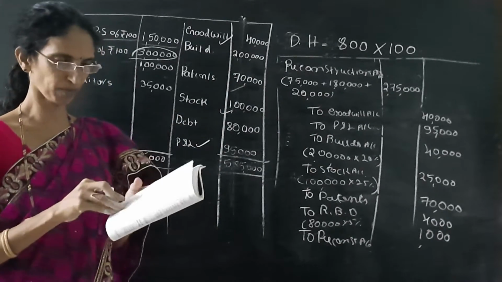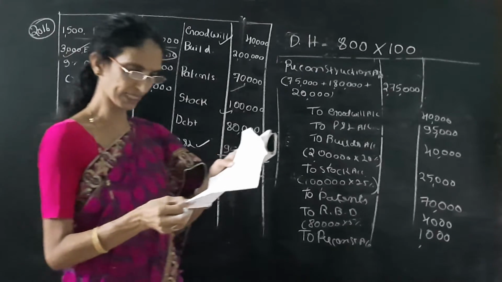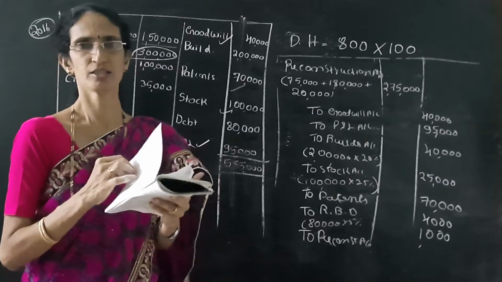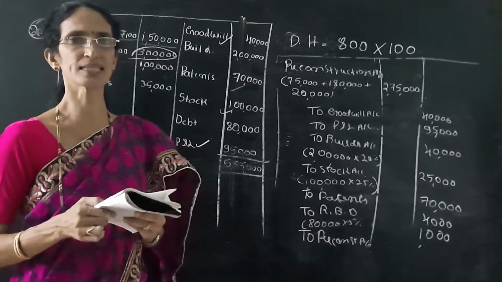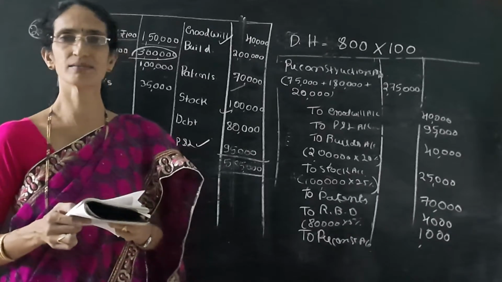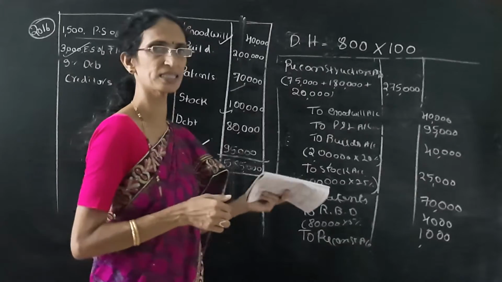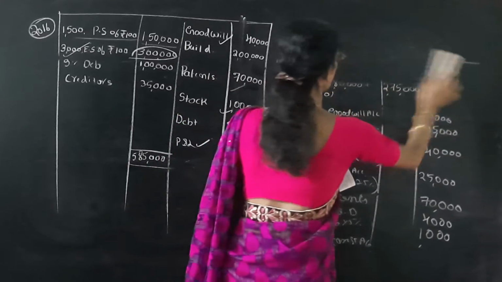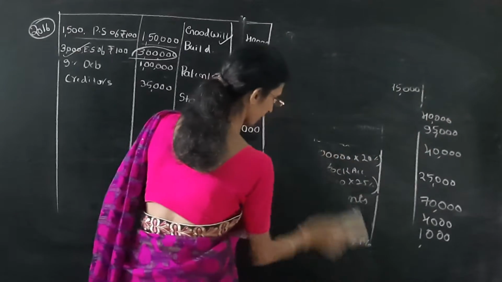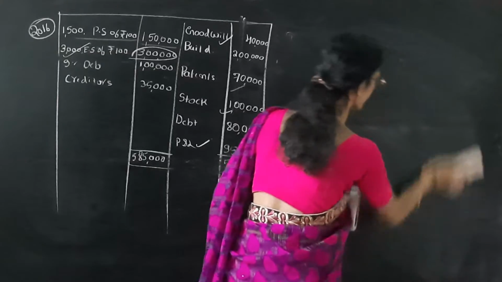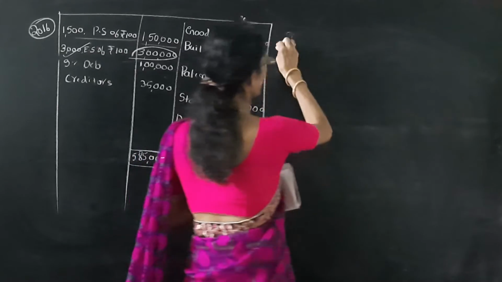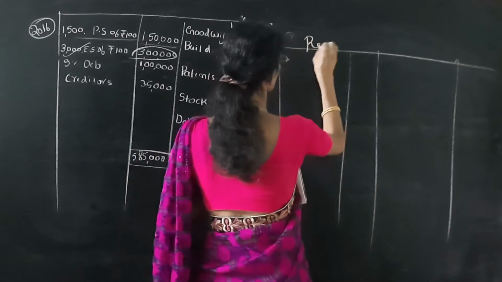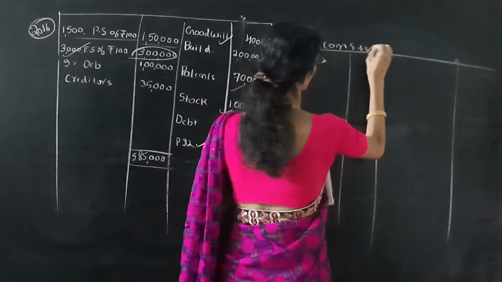See here, in this problem, we have to pass the journal entries and prepare the reconstruction account after the reconstruction is carried out. So no need of preparing the balance sheet. It is given only prepare the reconstruction account. So after passing the journal entries, it is very easy to prepare the reconstruction account. So next step is we have to prepare the reconstruction account. With the help of journal entries, we can easily prepare it.